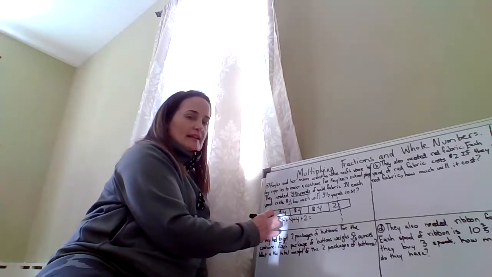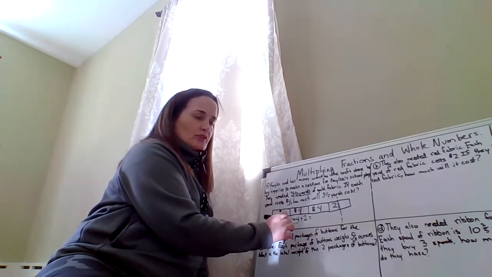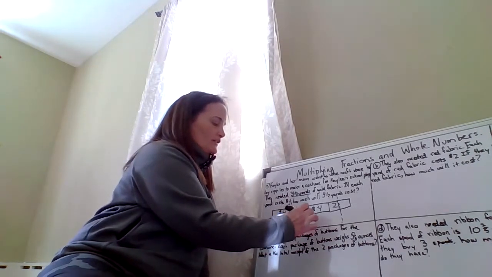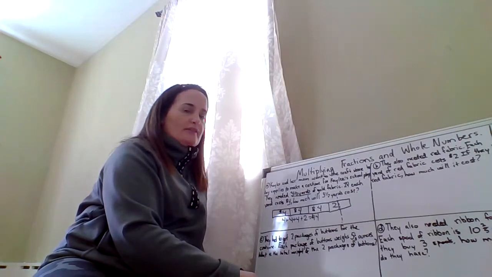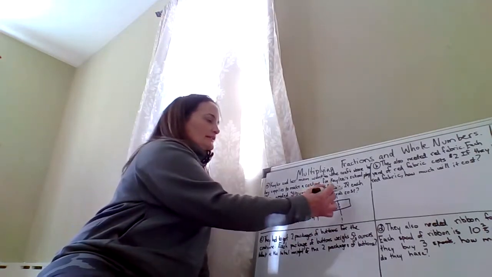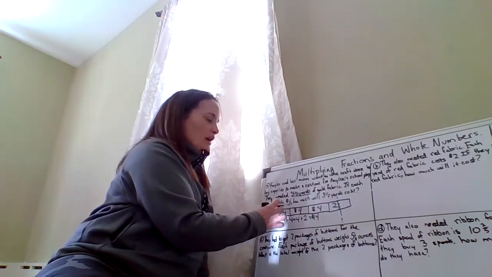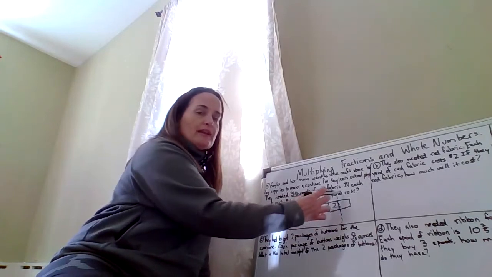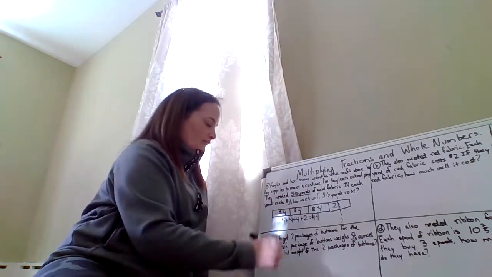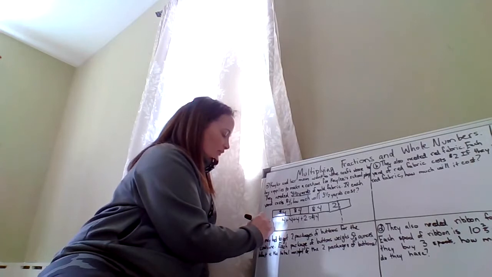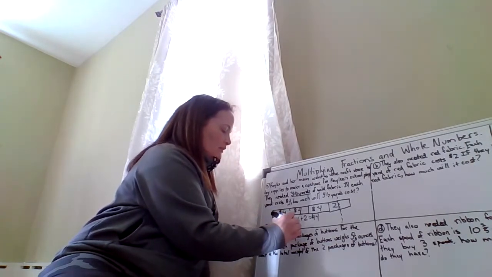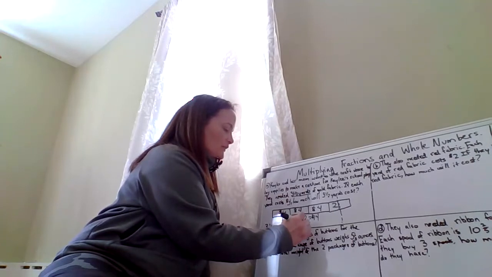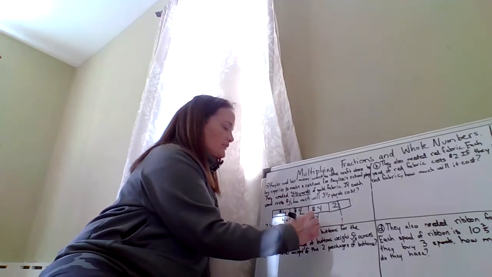Now we can add 4 plus 4 plus 4 plus 2. 4 plus 4 is 8. 8 plus 4 is 12, plus 2 more is 14. $14. Now we need to go back to the question. It says, if each yard costs $4, how much will 3 1/2 yards cost? 3 1/2 yards costs $14.